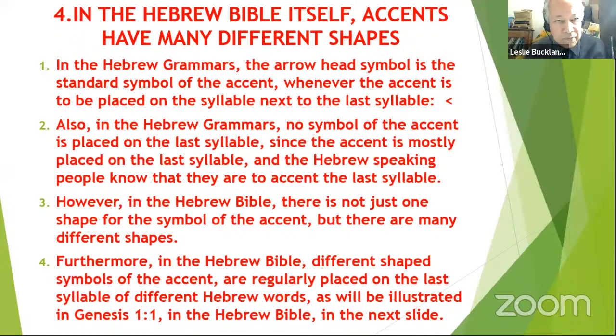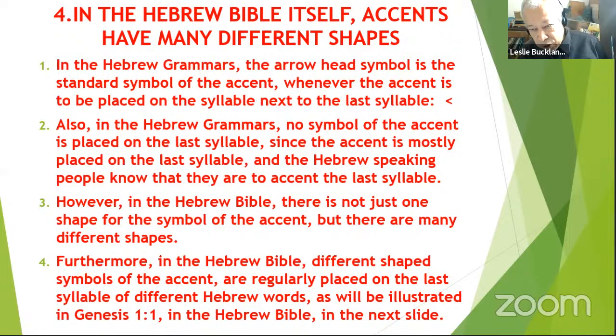Rule number 4. In the Hebrew Bible itself, accents have many different shapes. I must tell you, when I was first learning Hebrew, and before I had even opened up the Hebrew Bible itself, I thought that because the accent mark in the Hebrew grammar book that I was using was in the shape of an arrowhead, that I would find that same accent symbol in the Hebrew Bible itself. And I looked for it and I couldn't find it.